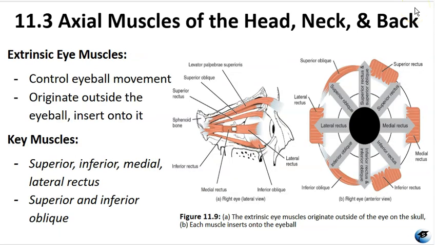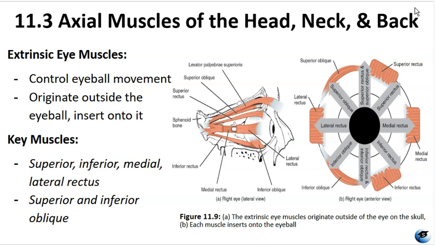The extrinsic eye muscles originate outside the eye and insert directly onto its surface. Figure 11.9 shows the location of key muscles in this group, including the superior, inferior, medial, and lateral rectus, as well as the superior and inferior oblique muscles. The superior rectus elevates the eye, moving it upward. The inferior rectus depresses the eye, moving it downward. The medial rectus moves the eye inward toward the nose, whereas the lateral rectus moves the eye outward away from the nose.